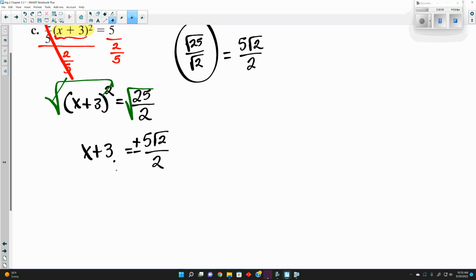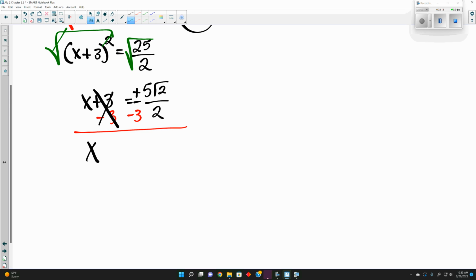Now, we didn't really need these here. Is x by itself? No. So to get x by itself, we're going to subtract 3 from both sides. And here, 3 minus 3 is 0. And that tells us x is equal to. Whatever we add or subtract at this point, we want to put in front of the plus or minus. So we would have negative 3 plus or minus 5 square root of 2 over 2.